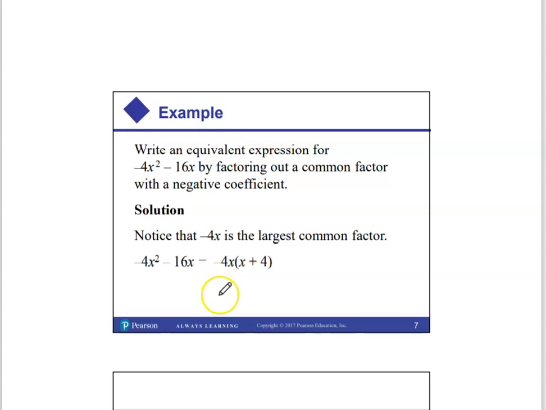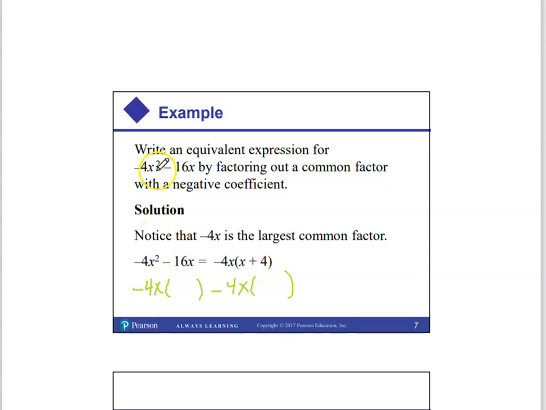So it looks like what they've done is, notice that the negative 4x is the largest factor. So they're going to pull negative 4x out of negative 4x squared and out of negative 16x. Let's think about that. I'm going to kind of divide this into two things. If we take negative 4 out of negative 4, we don't have any numbers left. It would be just negative 4 times 1.